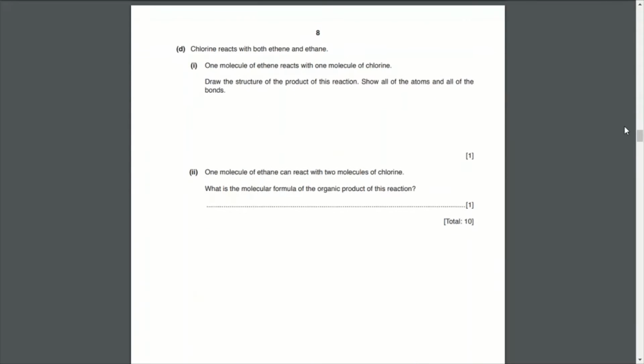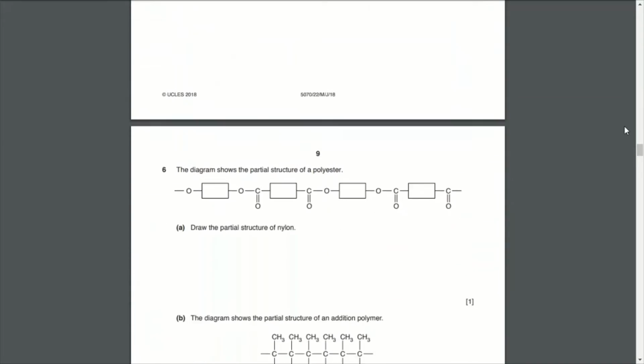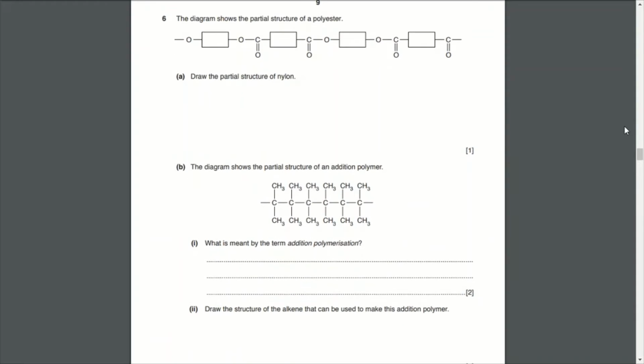We did all of these questions. Now we're gonna do question number 6, that is from section A. The question is, the diagram shows a partial structure of a polyester. Part A, draw the partial structure of nylon.